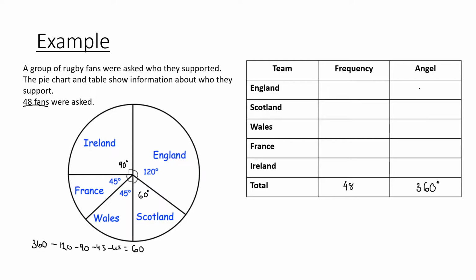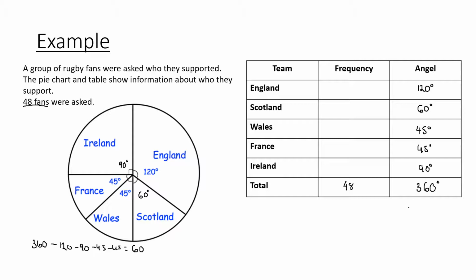Now, what I'm going to do now, now that we've found out all of our angles for our countries, in this instance, we're talking about country teams, I'm going to fill in the angles for each team. So for England, it's 120 degrees. For Scotland, it's 60 degrees. For Wales, it's 45 degrees. France, it's also 45 degrees. And then Ireland is 90 degrees. Okay, now we have to find out the frequency for each of our teams. So how many fans were supporting each one of these countries.